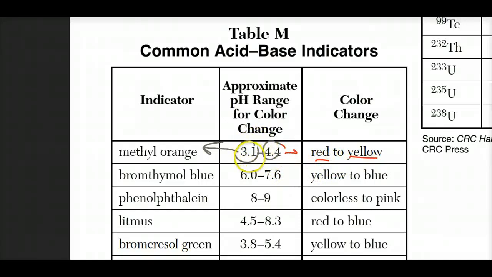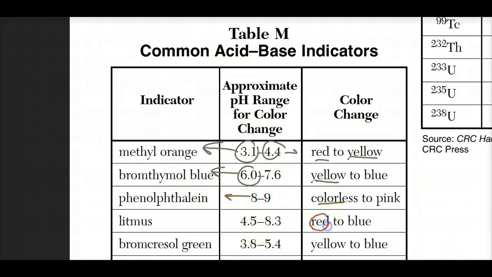It's going to be less than 3.1, so it's going to be in the red range. Okay, bromothymol blue is yellow when it's 6.0 or lower. So I like that one. Phenolphthalein is colorless at 8 and lower. Since 3 is less than 8, it's not going to work.